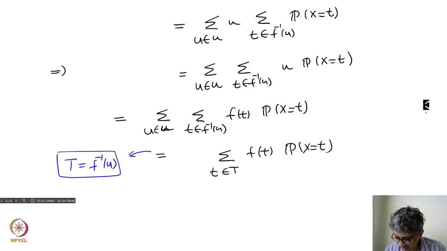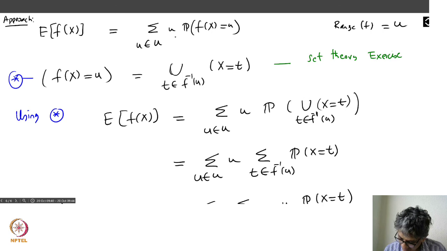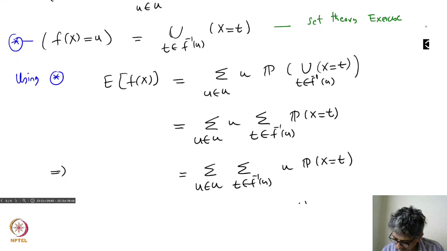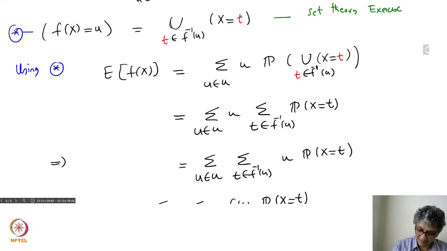So now you see what I've done. I started off with E of f of x. I want to know this, but then I came here. Maybe I'll write in different colors so it can be a little easier. If I remove all the t's, so I have t in f inverse of u, x equal to t, that's how I got this idea. Whenever f of x was u, that came from some number t for which f of t was equal to u.